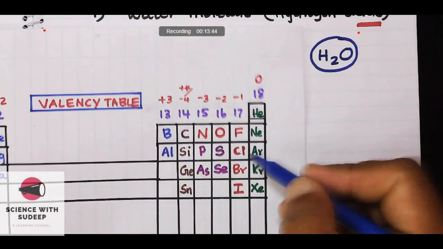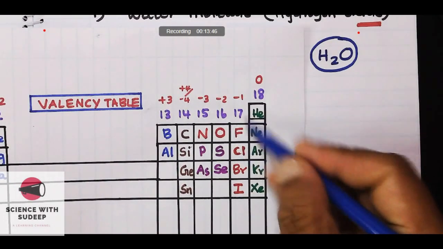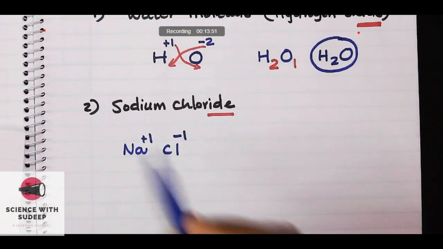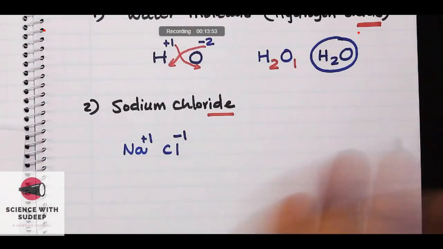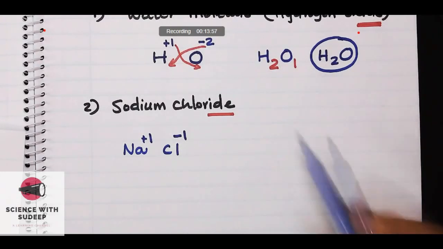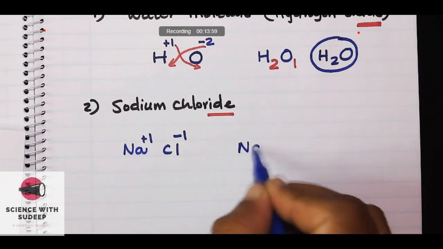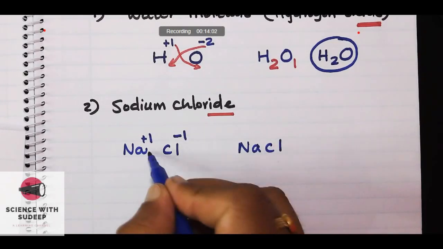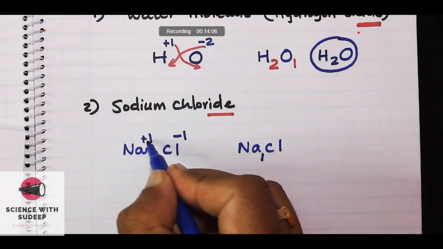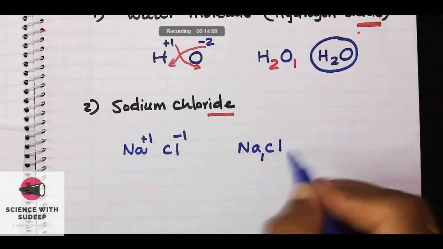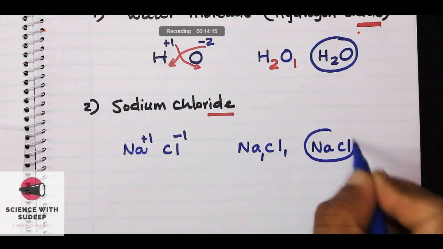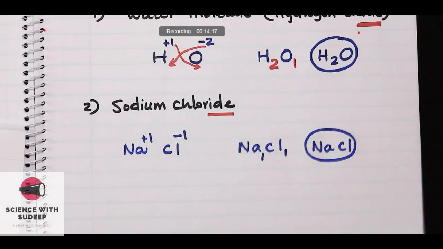Chlorine is in group number 17, and its valence is -1. I forgot to tell you that you should ignore the positive and negative. You just look at the number. Don't bring the positive and negative down here. So then you write sodium chloride. The number for chlorine comes to sodium and the one for sodium goes to chlorine, 1 and 1. As I told you, we just ignore the 1s. This is the correct formula for sodium chloride, NaCl.